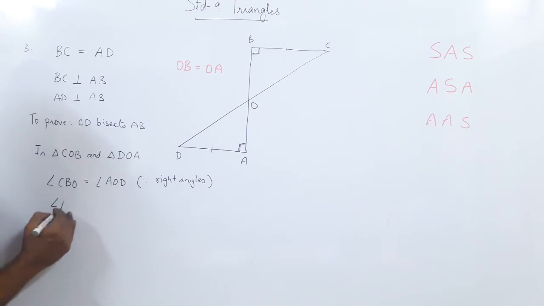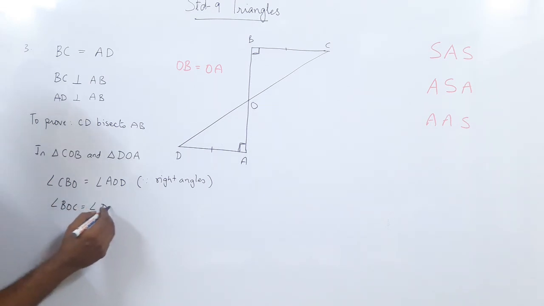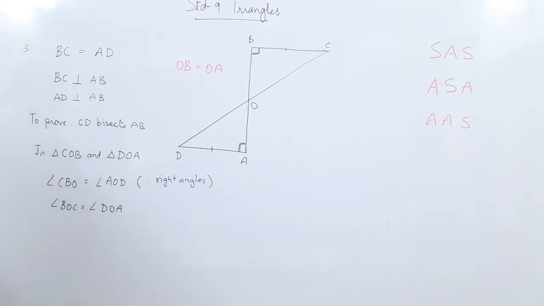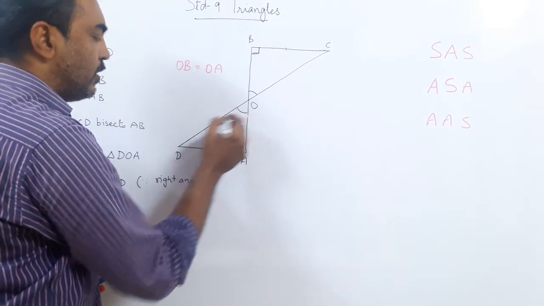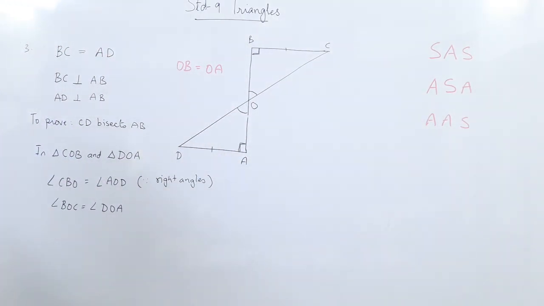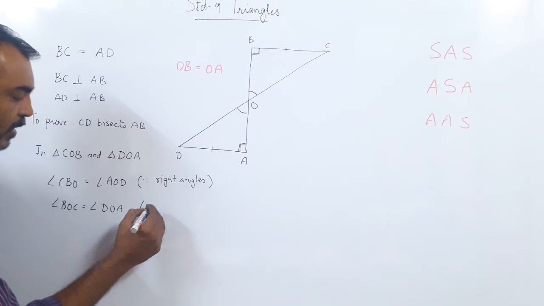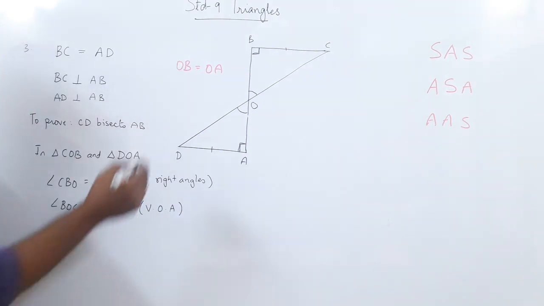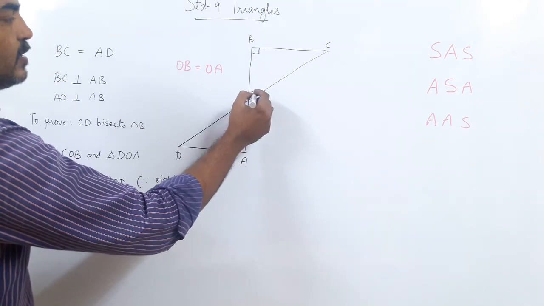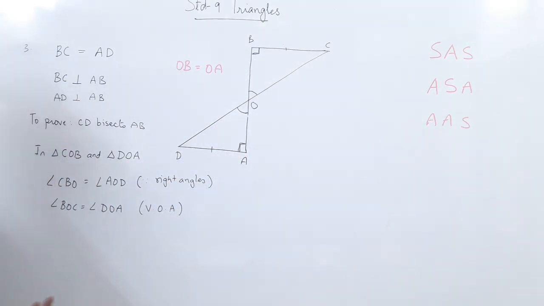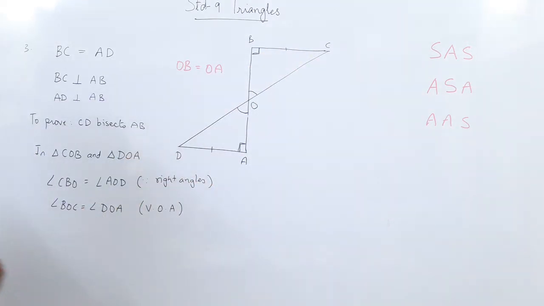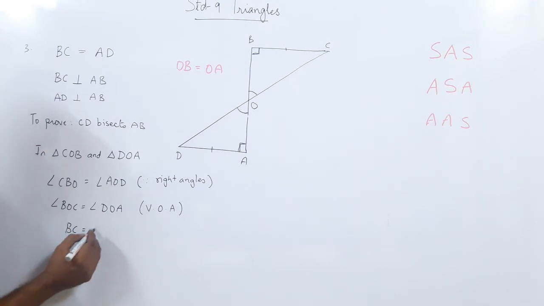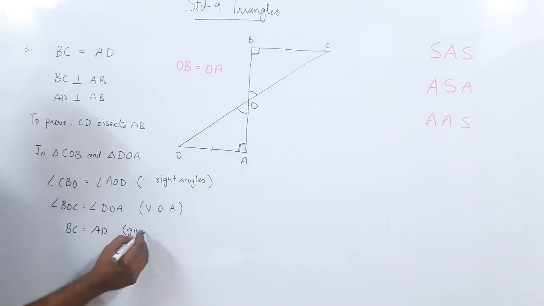Now I will write angle BOC equal to angle DOA. Imagine what I have done. Nothing was given, but I am writing angle BOC is equal to angle DOA. And why can I write that? Because in chapter 6 we learned vertically opposite angles are equal. So I write here they are vertically opposite angles. When two lines intersect, they form vertically opposite angles which are always equal. So angle BOC equal to angle DOA because they are vertically opposite angles. And BC equal to AD, that is given to me.